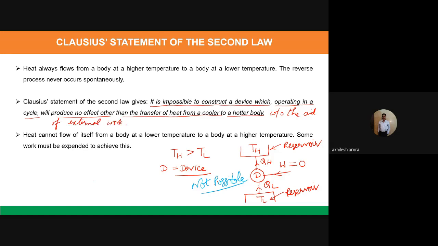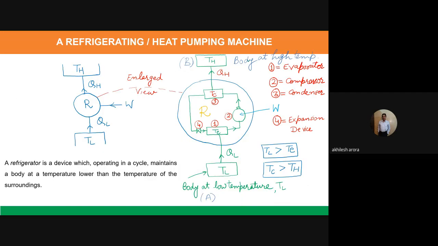Now let us discuss two devices. The first one is the refrigerator and the second one is the heat pump. We have discussed the refrigerator as well as the heat pump in the last class, so once again, I am going to revise that part.